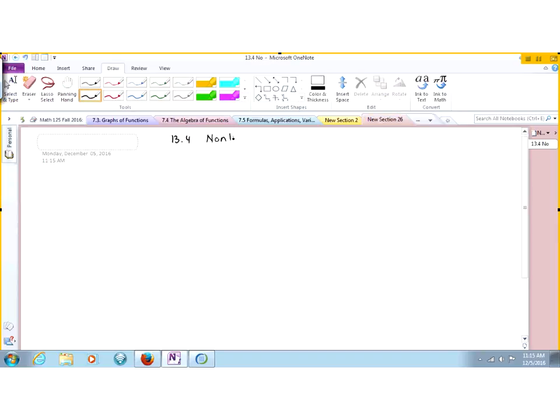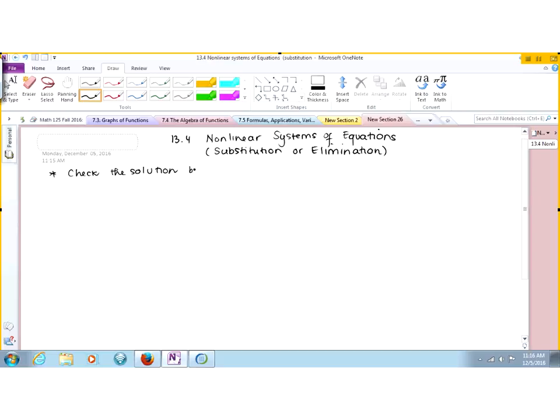So 13.4 is non-linear systems of equations. We will use either substitution or elimination. So we know what they are, right? Now the difference here is to check the solution by substituting into both equations.